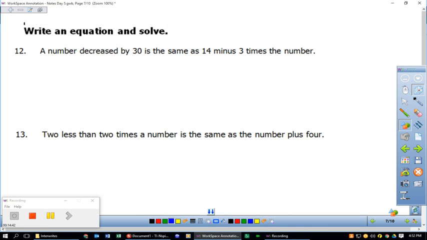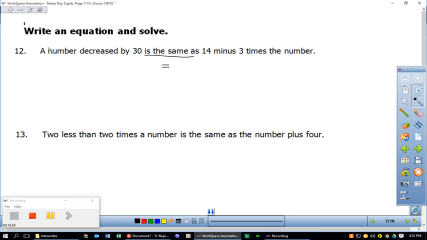All right, number 12. A number decreased by 30 is the same as 14 minus 3 times the number. There's one word that tells us we're going to have an equation here, and it's is the same. Is the same, that's equals. So a number decreased by 30. We need a variable for this number we don't know. That's what variables are. They're numbers that we don't know yet. So I'm going to go ahead and use n.